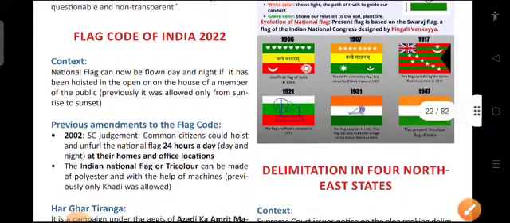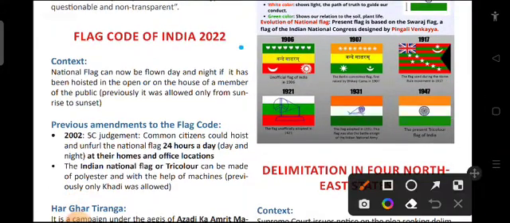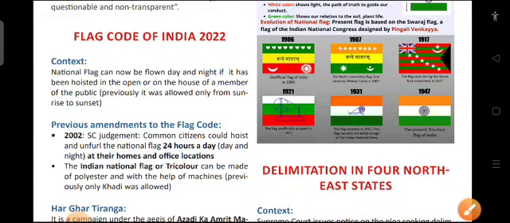Now next news about Flag Code of India 2022. What is the context? The national flag can now be flown day and night if it has been hoisted in the open or on the house of a member of the public. Previously, it was allowed only from sunrise to sunset. So day and night we are now allowed to fly our national flag.